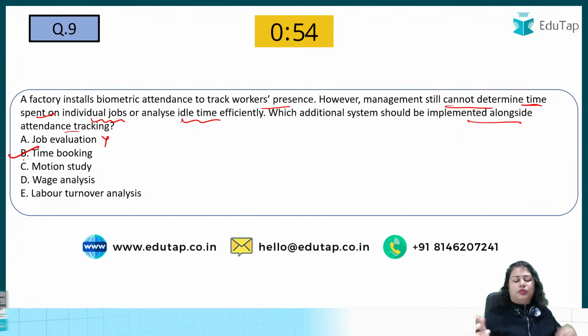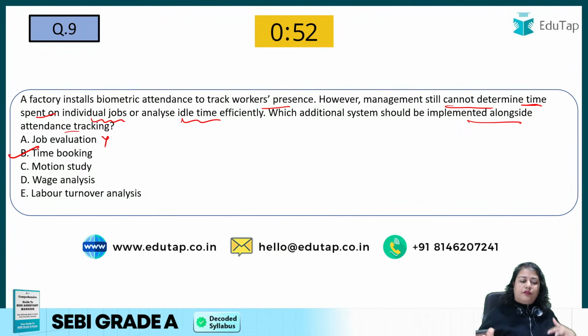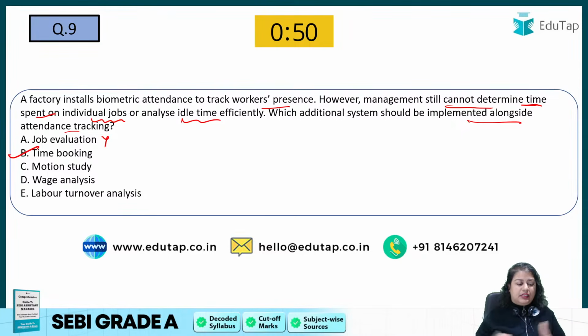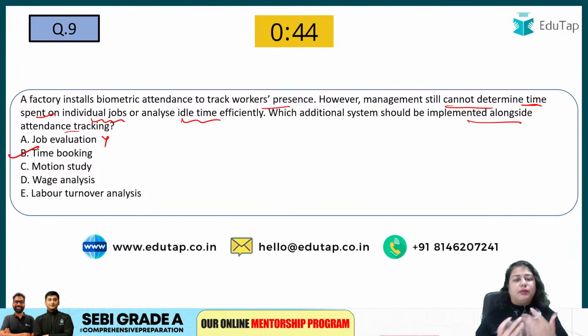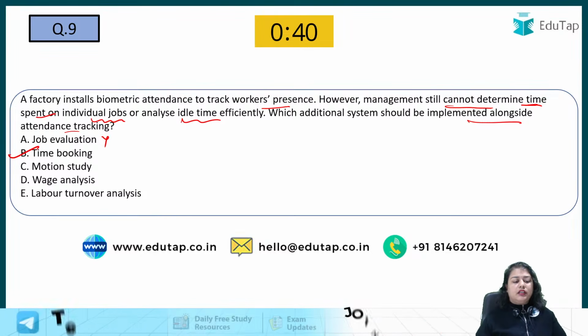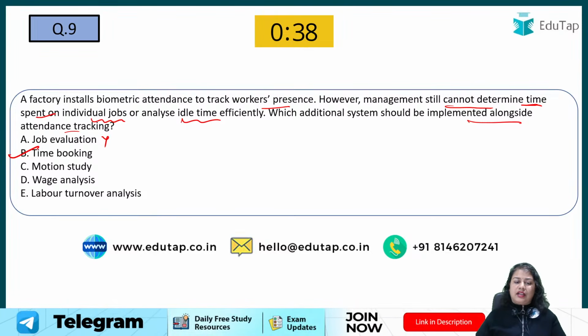Motion study is the study of movements, right? That from one task to another how much time it is taking. Then wage analysis, here wage analysis is not the correct one, because we are not talking about wages here, about how much wage we have to give or not give. So wage analysis will not be the correct one. Then labor turnover analysis, this states how fast your labor is changing. So hence this is also an incorrect answer.